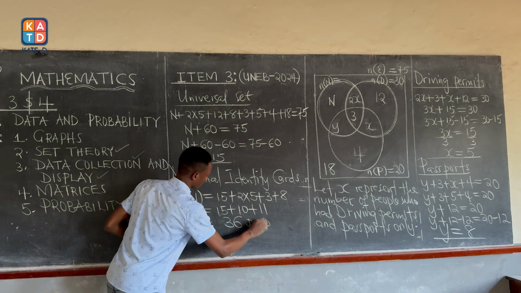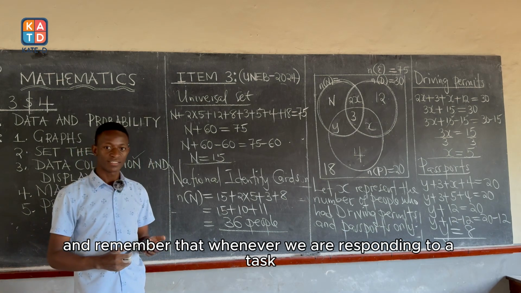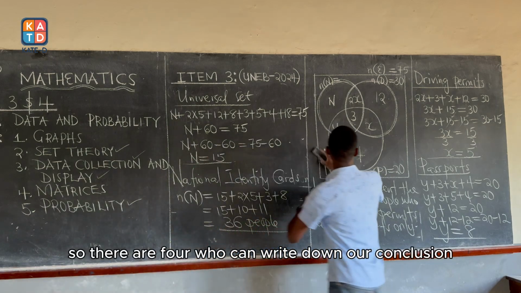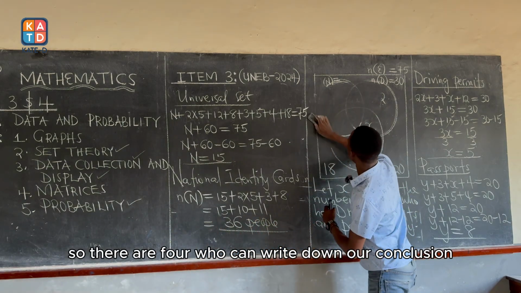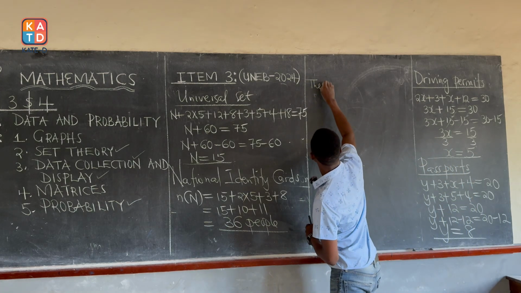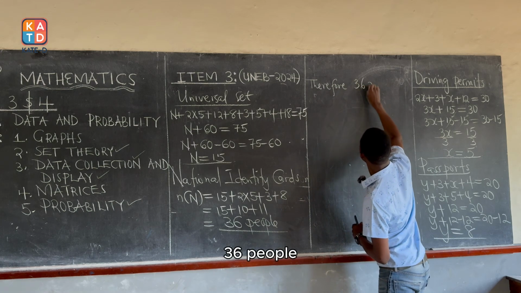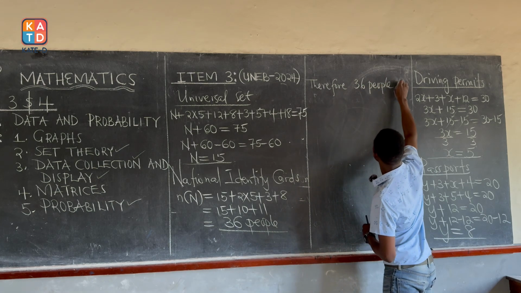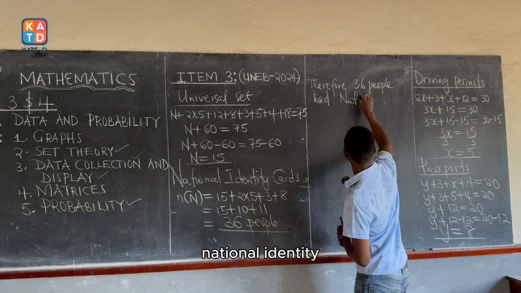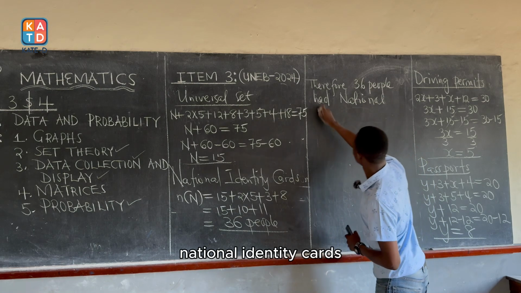And remember that whenever we are responding to a task, we need to give a conclusion. So we can write down our conclusion. We can say therefore, 36 people had national identity cards.